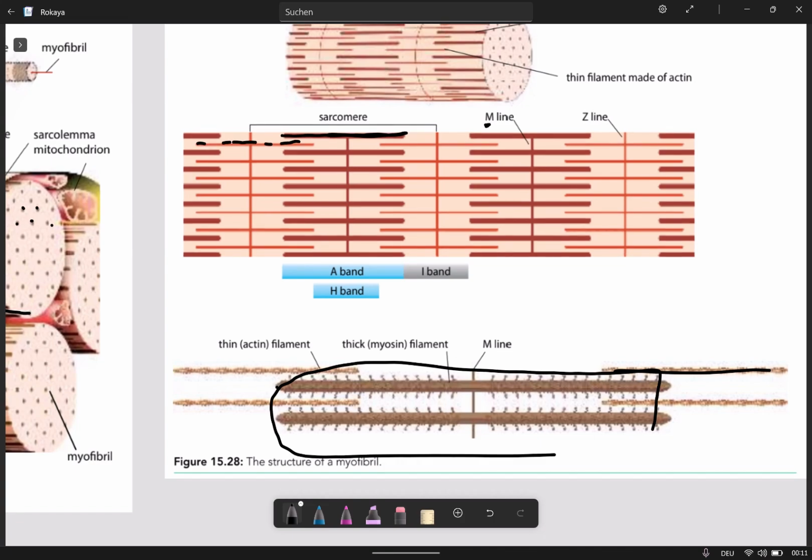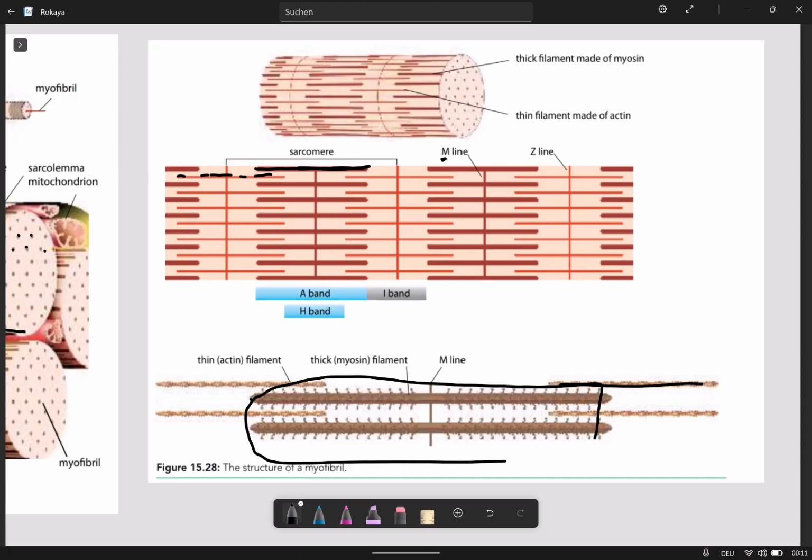So we have to name a couple of things here. All this thick part overlaps with a little bit of the thin part, which is the actin. This part is called the A band. This A band has all of the thick myosin and a little bit of the thin actin. So this is the A band.